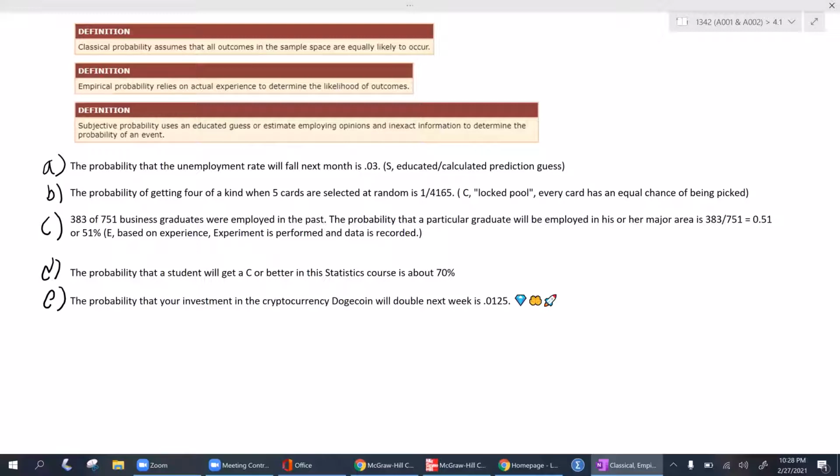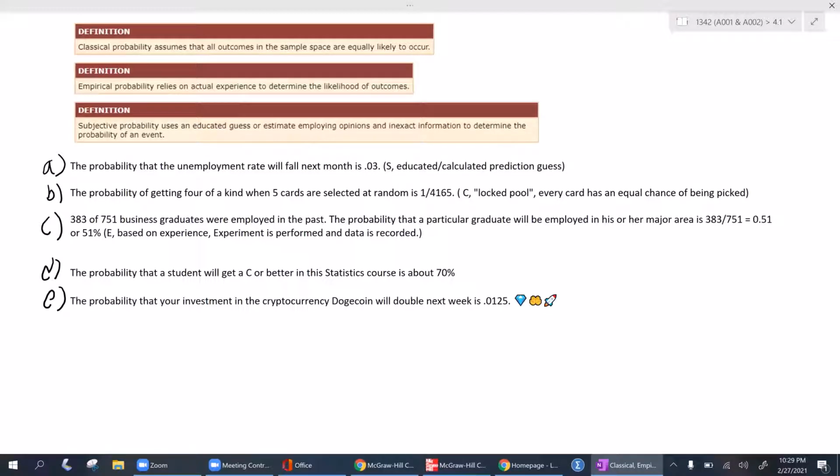Now we're going to have 2 examples that I'm going to give you, and you may go ahead and pause the video and let us know what you think. For example, D: the probability that a student will get a C or better in this statistics course is 70%. What is that? Would that be classical, empirical, or subjective? That right there is going to be empirical, because that's based on data that I have gathered from all my previous classes, from all my previous statistics courses.